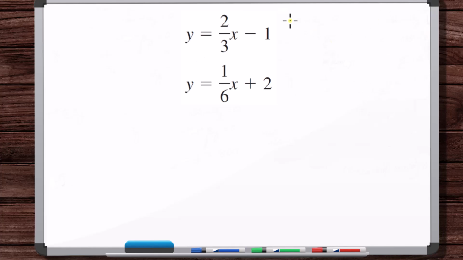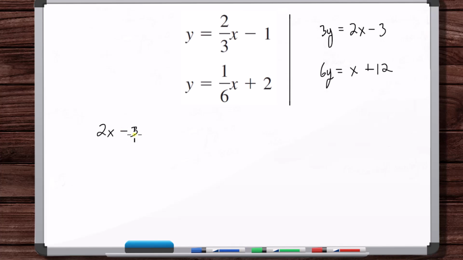Okay, let's start by clearing the fractions. So if we multiply this first equation by 3, you've got 3y is equal to 2x minus 3. If you multiply the second equation by 6, you've got 6y is equal to x plus 12. Okay, now putting these in that more organized form, you've got 2x minus 3y is equal to 3, and then you've got x minus 6y is equal to minus 12.